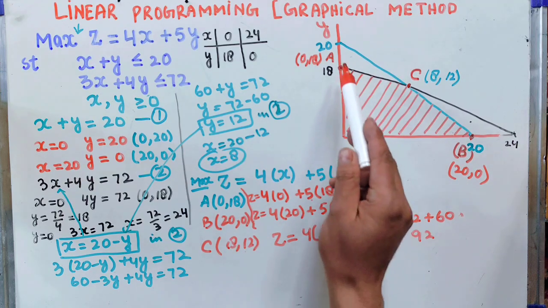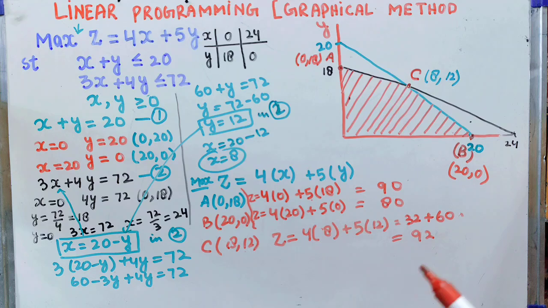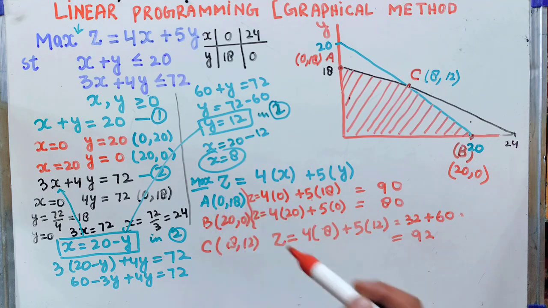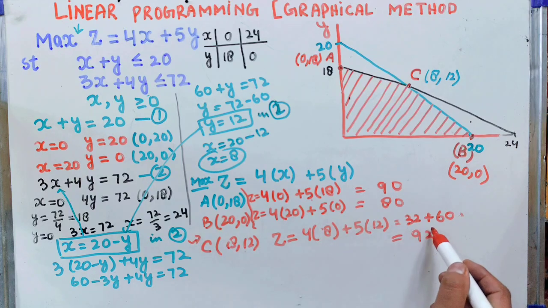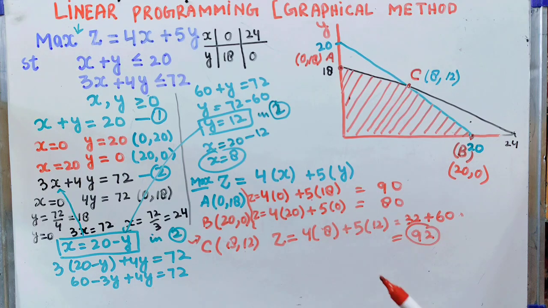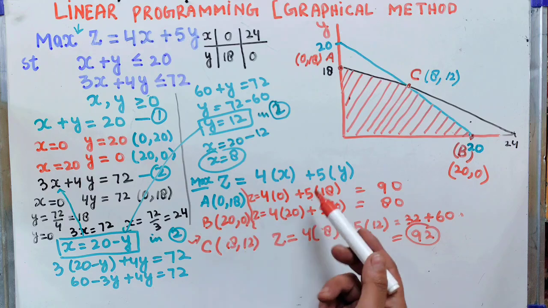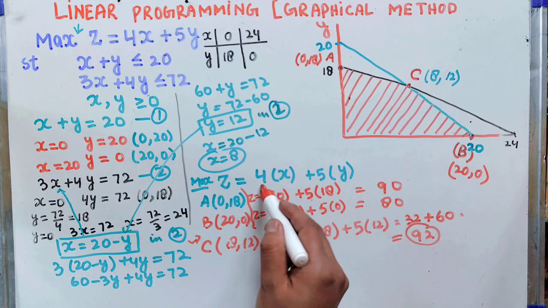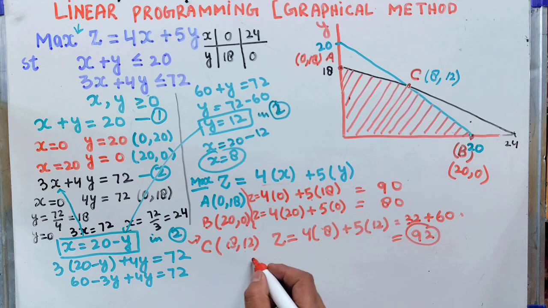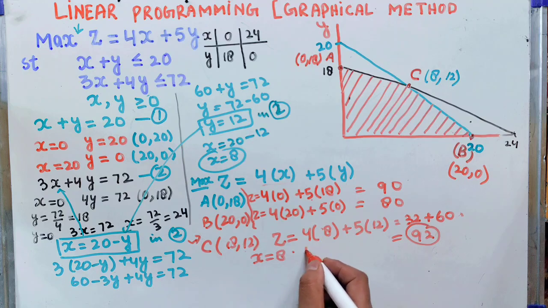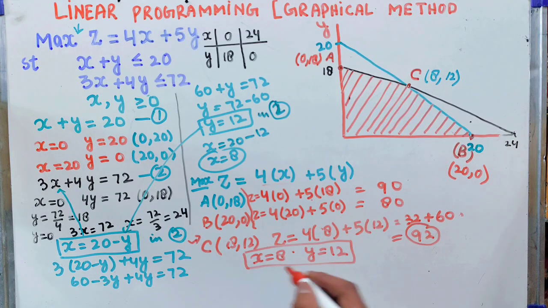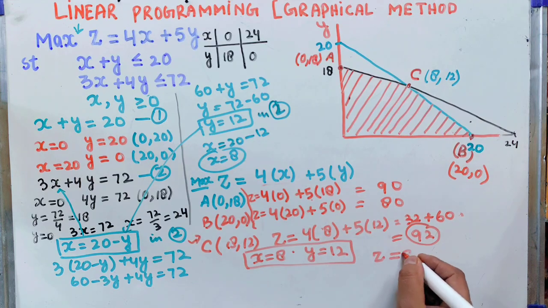Here you can see among the feasible points, our optimal point will be that very point which maximizes our objective function. So this point C maximizes because 92 is the greatest among the given feasible points when we put the values into the objective function. That means when x is equal to 8 and y is equal to 12, our objective function is maximized, and the maximum value that we got here is 92.